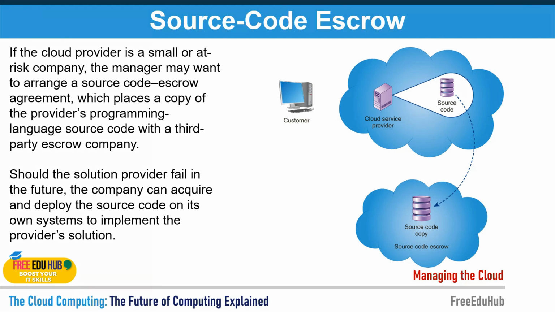So if your cloud service provider goes out of business, you must have a copy of your code saved somewhere with the third party, which you can use in such situations. Should the solution provider fail in the future, the company can acquire and apply the source code on its own systems and implement it as the provider solution. So either you will be able to deploy the same solution on premises and run the services through that, or if you have a similar service provider, you can simply host the services over there and run the operations from there.